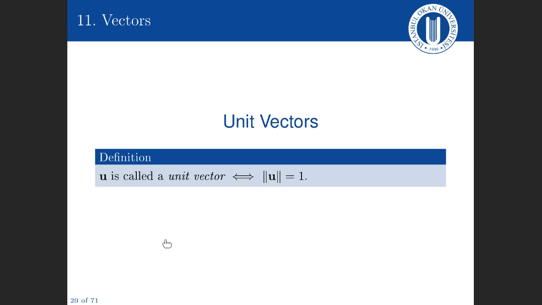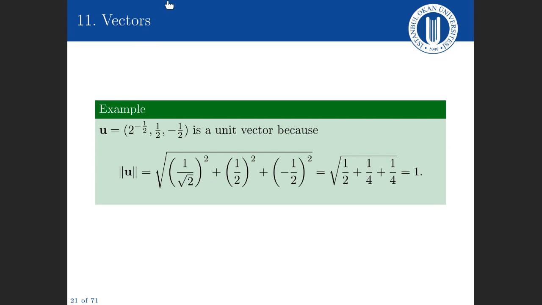A vector u is called a unit vector if the norm of u is equal to 1. So for example, I'm saying that the vector 2 to the power of minus 1/2, 1/2, minus 1/2 is a unit vector. And we know it's a unit vector because if we calculate the norm of this, if we use our formula and we go through the calculation, we get 1. Unit vector means norm is equal to 1.